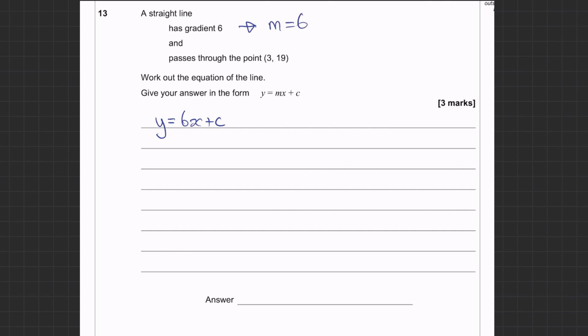And we also know one coordinate, so we can use the x value of 3 and the y value of 19 and input that into our equation. So y is 19, so 19 equals 6 lots of x being 3, and then plus c. So we can solve this now for c. Well, we've got 19 equals 18 plus c, take away 18 from both sides, so we're left with 1 equals c. So now we know c, we can input it into our final y equals mx plus c format, which is y equals 6x plus 1.